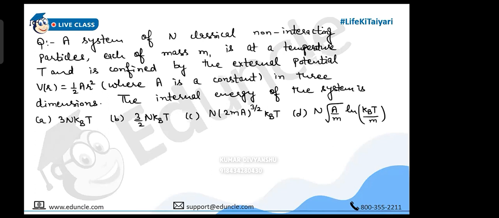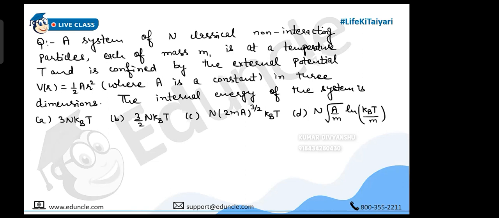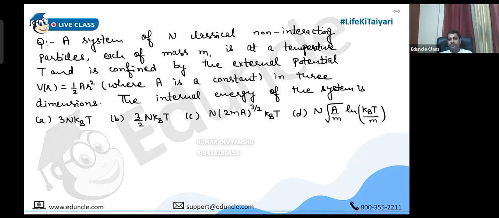Sir, what is D option? No, non-interacting means there is no potential energy because of interaction. It is not related to rigidity. Sir, what is D option? N root A upon M, log natural kT upon m. It is ln, log natural.